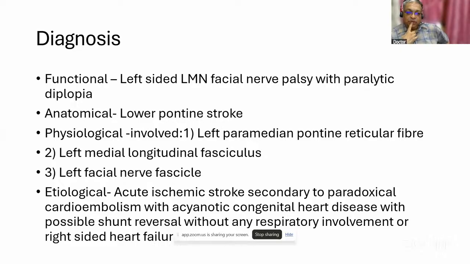Okay, so you can go ahead with the etiology. On MRI, what did it show?